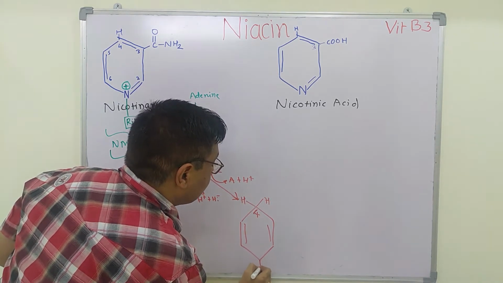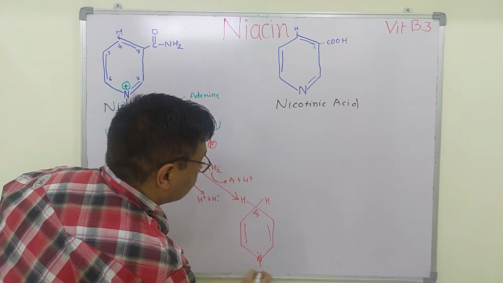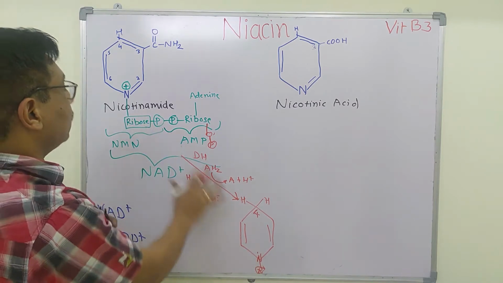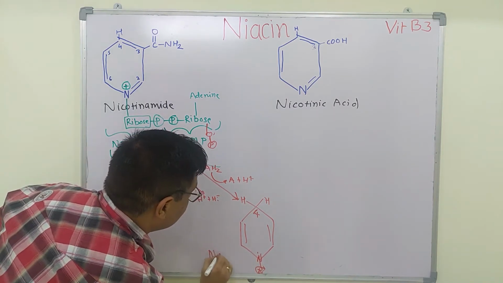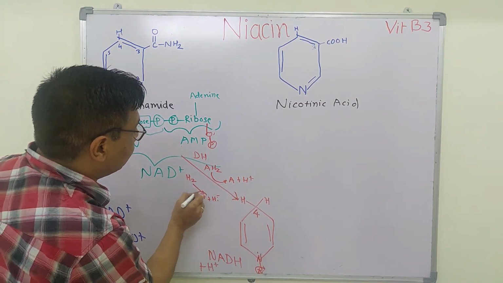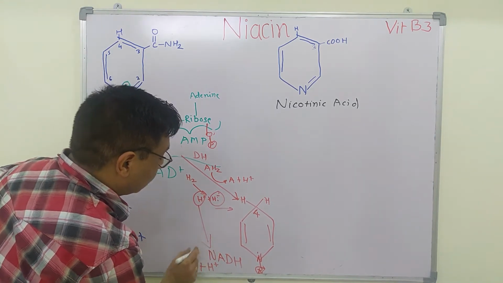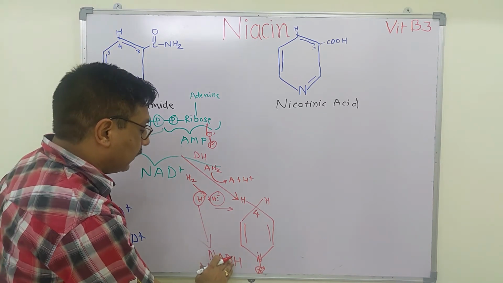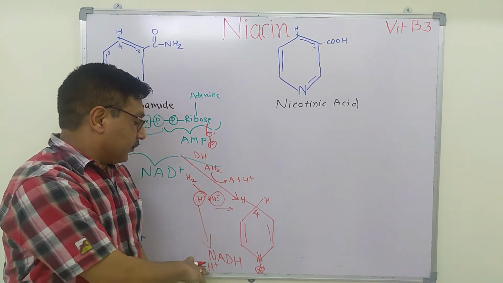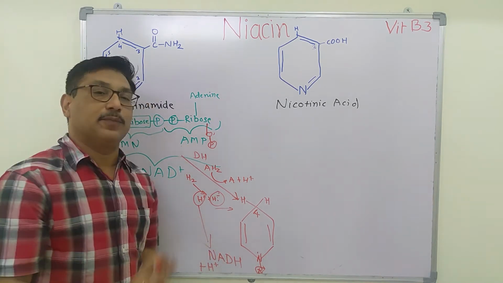and nitrogen accepts 1 electron, thereby it becomes neutral, and hence the structure of NADH is neutral. The hydride ion is accepted, and the hydrogen ion is present in the surrounding medium. So NAD plus is converted into NADH plus H plus.